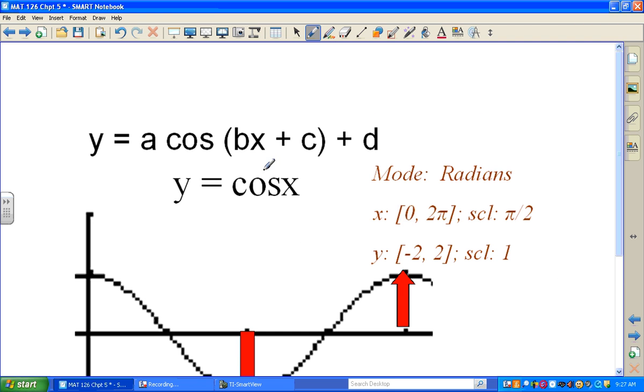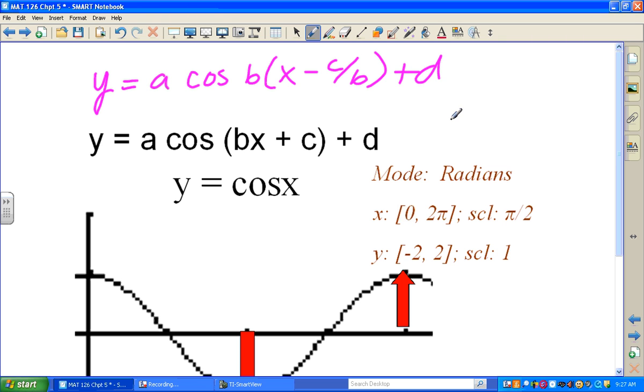Now, does anybody know how I'm going to rewrite cosine for my own personal benefit in working with it? Yep, I'm going to factor it out. So I have b times x minus c over b. This is how I look at it. Does anybody know what the a is called?